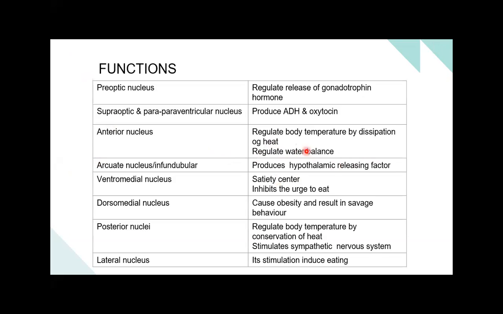Then the arcuate nucleus, or infundibular nucleus, produces hypothalamic releasing factors. The ventromedial nucleus is a satiety center and inhibits the urge to eat. The dorsomedial nucleus causes obesity and results in savage behavior, that is, food-seeking behavior. The posterior nucleus regulates body temperature by conservation of heat and stimulates the sympathetic system. And the lateral nucleus, its stimulation induces eating.